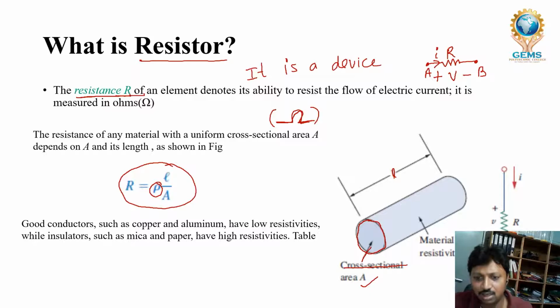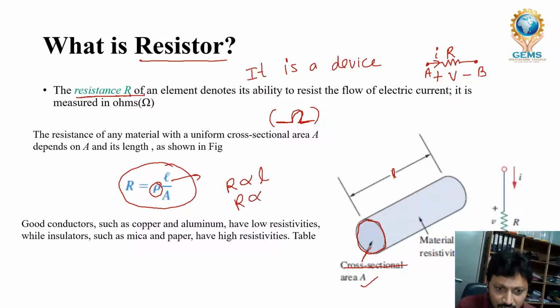And this rho is the resistivity of the material. L is the length of the conductor, and A is the cross-sectional area of the conductor. So if you know these three parameters, you can easily find the resistance of any material. Here the resistance is directly proportional to length, directly proportional to the resistivity, and inversely proportional to A.